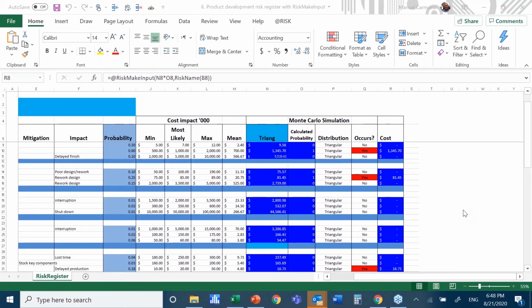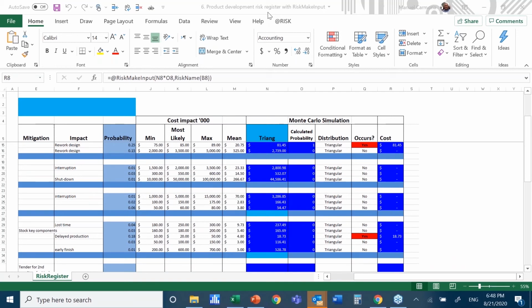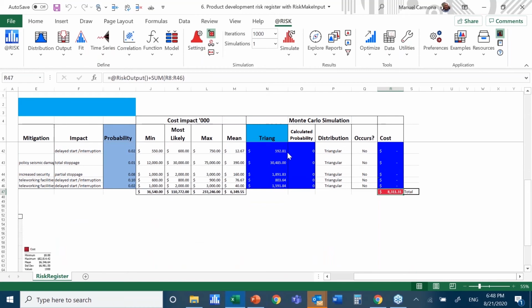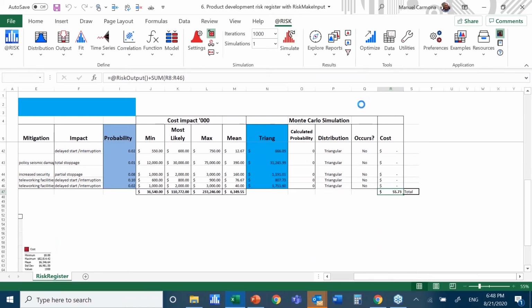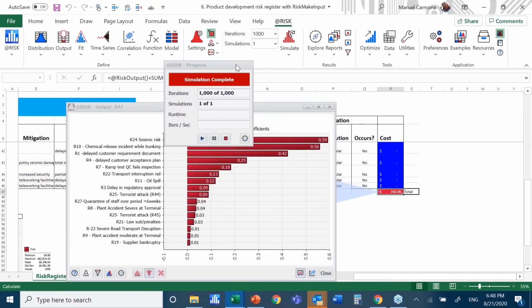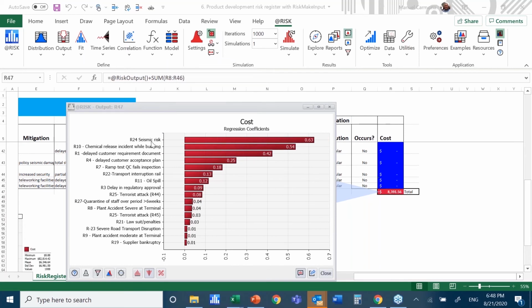If we run again 1,000 iterations of this model, let's go back to the output cell. We run 1,000 iterations. If we go to the tornado chart now, we can see that @RISK has put together the impact distribution and the probability distribution and is treating both as part of the same risk.